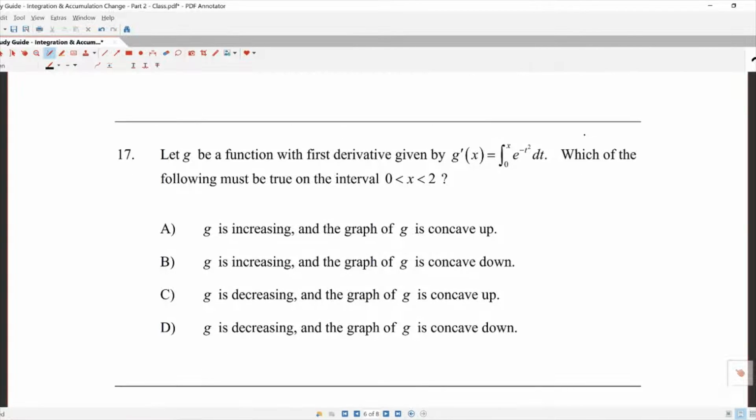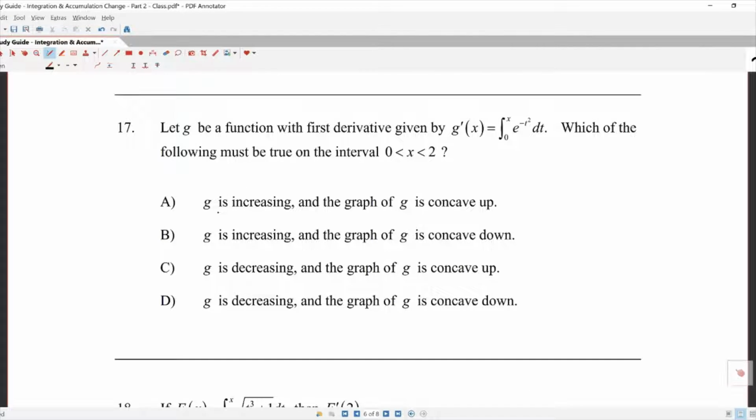All right, 17 probably is the trickiest one on this study guide. So let g be a function with the first derivative given by g prime of x equals this integral dt. Which of the following must be true on the interval from 0 to 2? And we're trying to figure out if g is increasing or decreasing, and whether g is concave up or concave down. So remember this, that g is increasing wherever g prime is positive, and decreasing whenever g prime is negative.